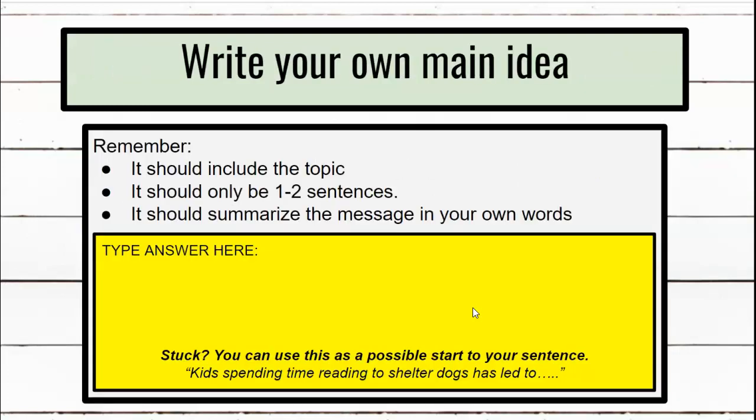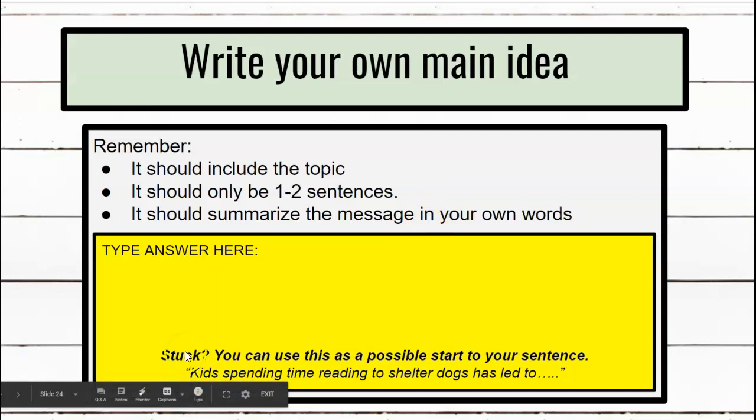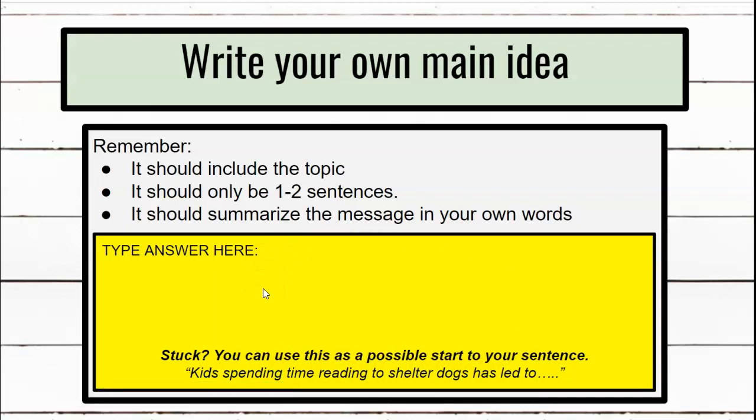So based off of that, you are going to write your own main idea in the box. It should include the topic, it should only be 1 to 2 sentences, and it should summarize the message, but in your own words. And again, you can tie in the author's purpose and the text structure. Now, if you are stuck, you can always use this as the start of your main idea: Kids spending time reading to shelter dogs has led to... At this point, pause the video and type in your main idea.